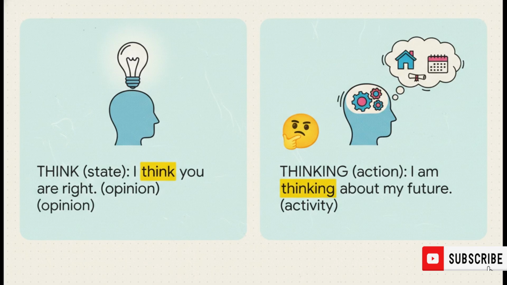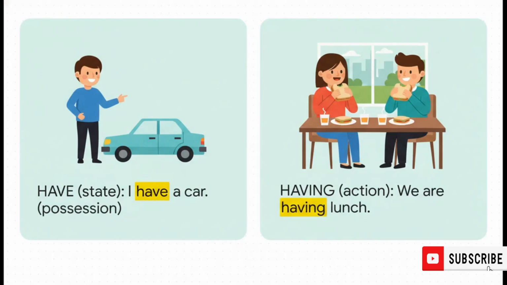Is that a state or is that an action? Ooh, that feels like an action. It's like a process happening in my brain. Precisely. You can imagine the wheels turning. It's an active process. So in that case, thinking with an ing is perfect. Now let's circle back to have. We already know that I have a car is a state. It means I own it. Yep, no ing there. But what about we are having lunch?